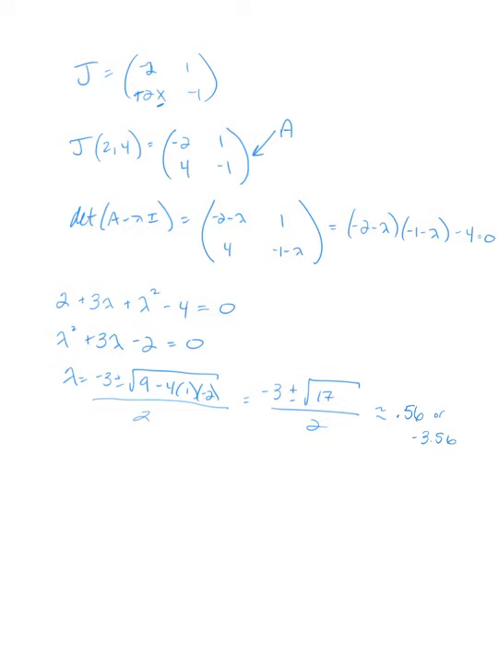So one positive, one negative. So this is going to be a saddle. I just need to find the eigenvectors to get the straight line solutions for my phase portrait. So to do those, I do AV equals lambda V.